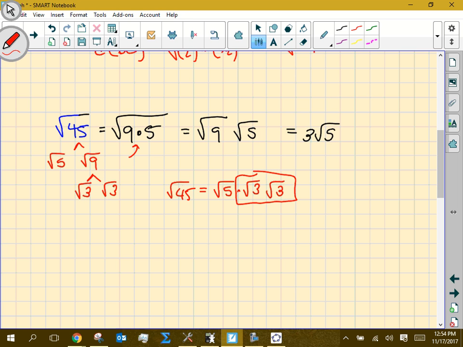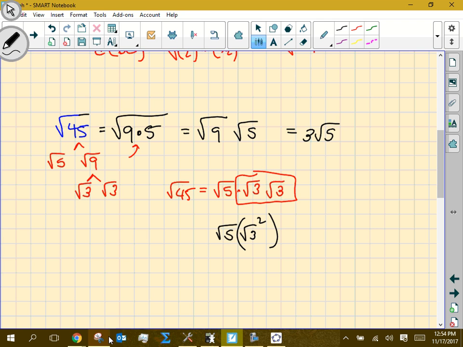But when you multiply two numbers together like that, if I give you just 3 times 3, how could you rewrite that with exponents? If I give you 3 times 3, you write it as 3 squared, right? Okay. Well, if I've got radical 3 times radical 3, how are you going to rewrite that with exponents? Radical 3 squared, correct? So we're going to write this as radical 5 times radical 3 squared.